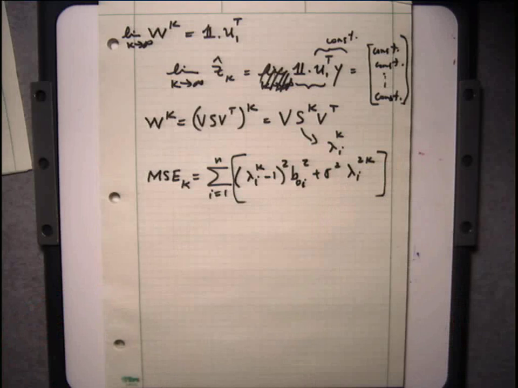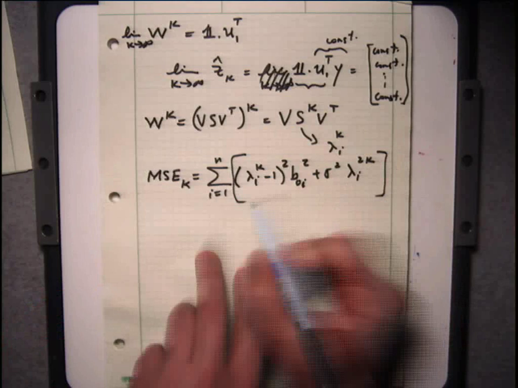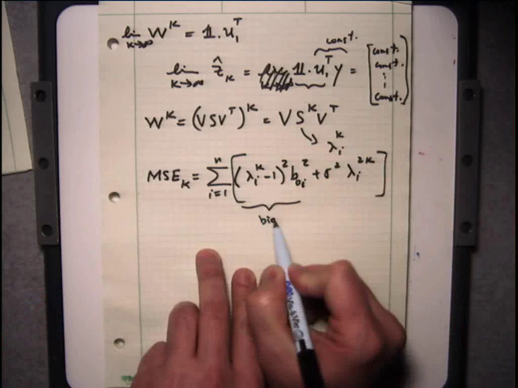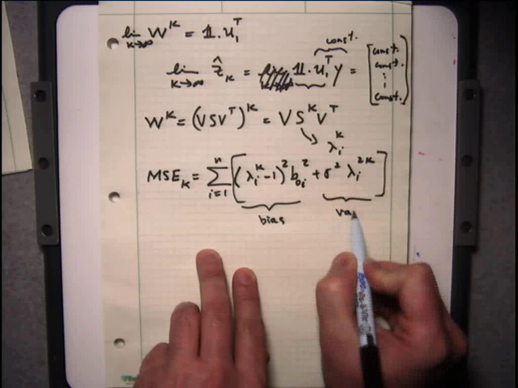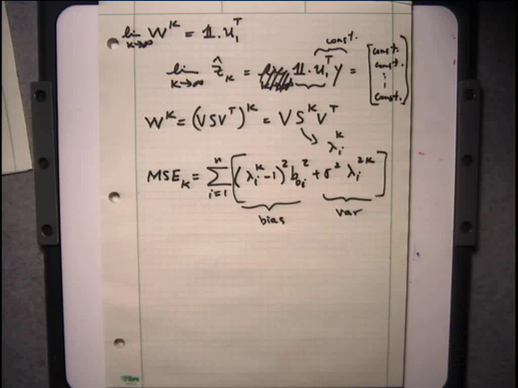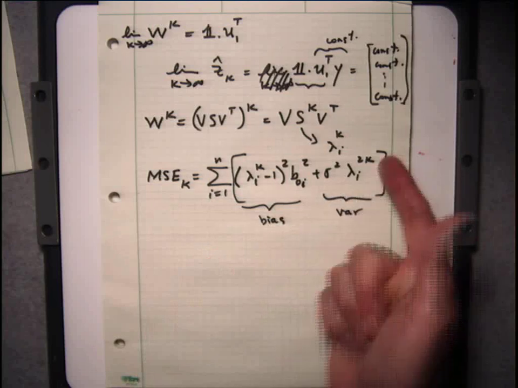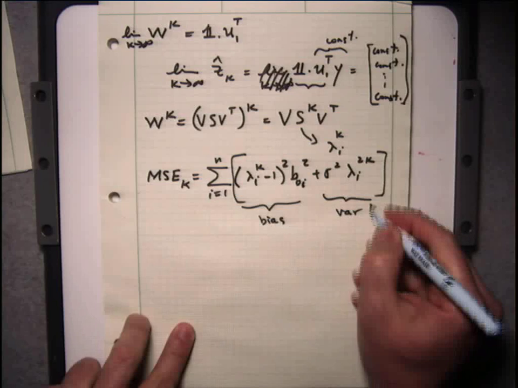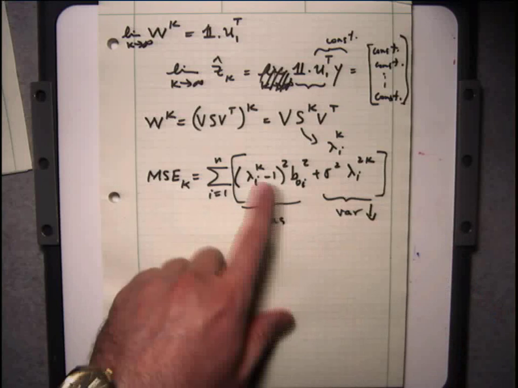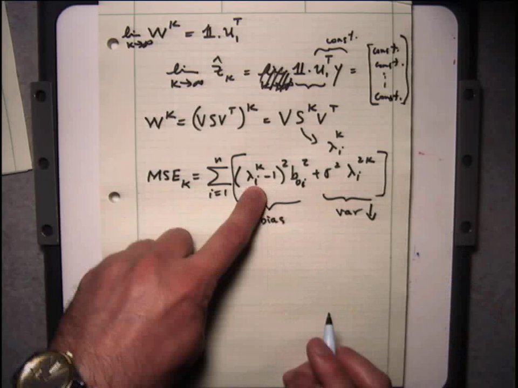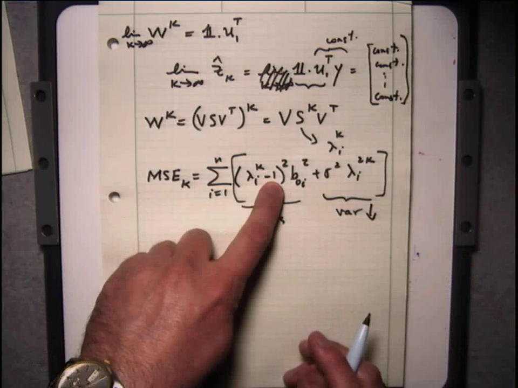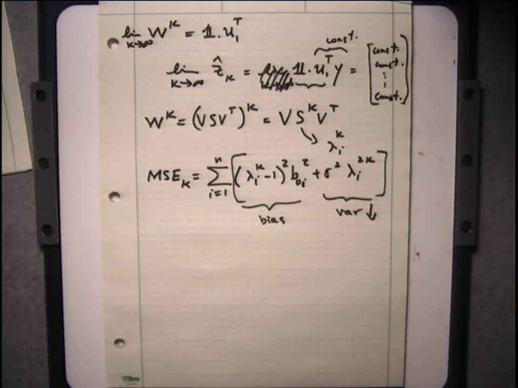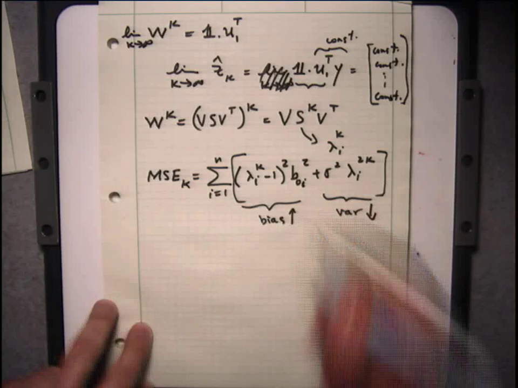Now something very interesting happens here. Remember, this part corresponds to the bias, and this part corresponds to the variance, right? Take a look at what happens as you increase k. As you increase k, this term gets smaller and smaller. Because remember, the lambdas are less than 1, right? So this term actually goes to 0. Whereas this term, lambda i, again less than 1, lambda i to the k minus 1 squared, this gets bigger. It gets closer and closer to 1. So the bias goes up.